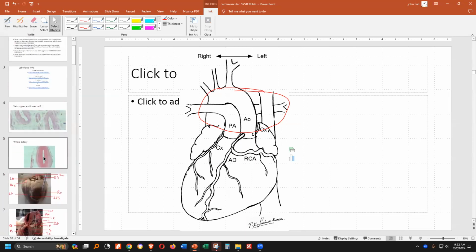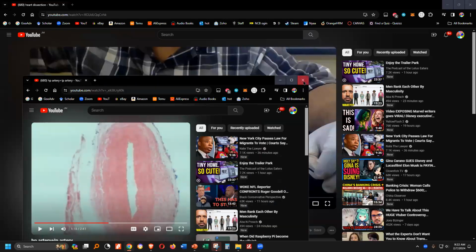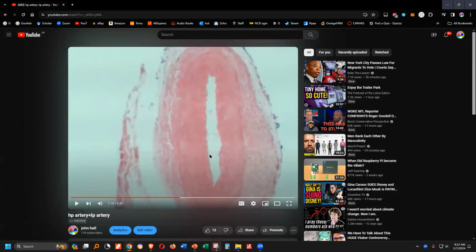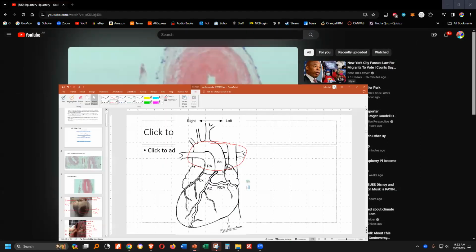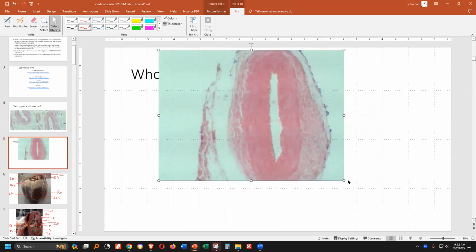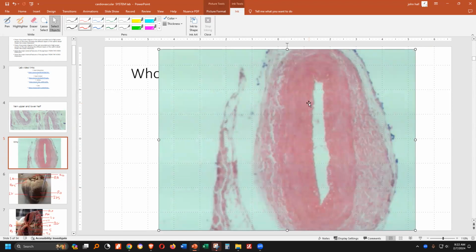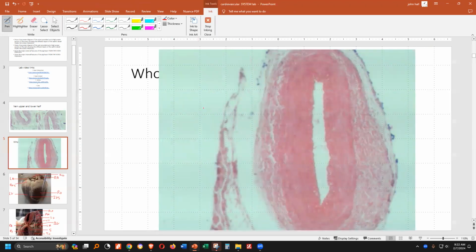Now that we've got the hardest ones out of the way, let's talk about the easy ones. The artery. I think there is an image of the artery here in your, yeah, here it is. So I took an image of this one. Now, of course, this is going to be a diagram at times 4, which means overall magnification of it is going to be 40, right?